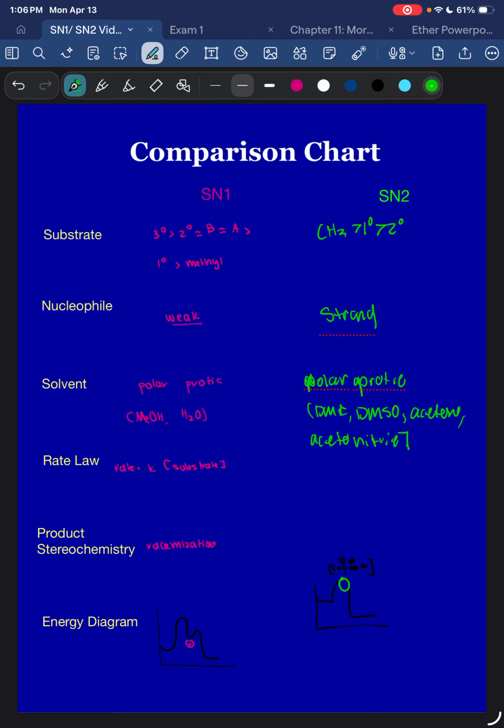Okay, and the rate law for this reaction is rate equals k times both the substrate and the nucleophile. And then for product stereochemistry, you will have inversion of stereochem. So from an R group to an S group or vice versa. And for our energy diagram, it shows only the transition state, so there is only one hump in the energy diagram.